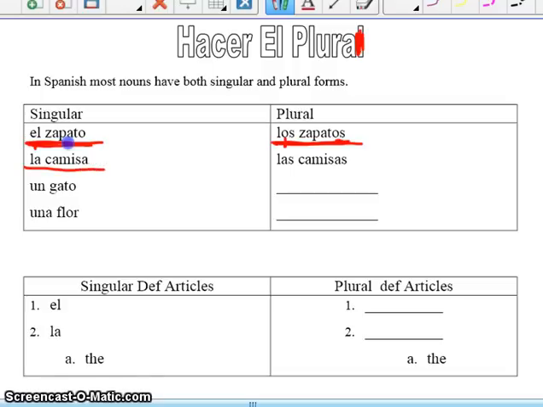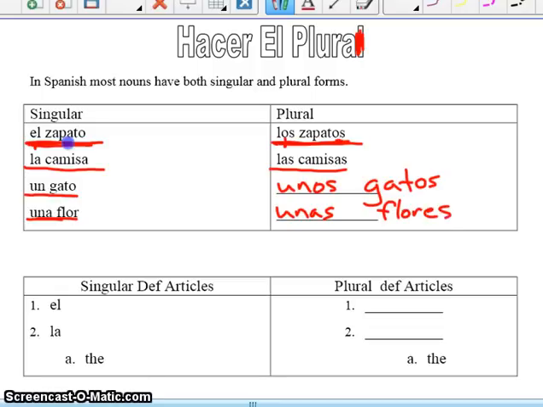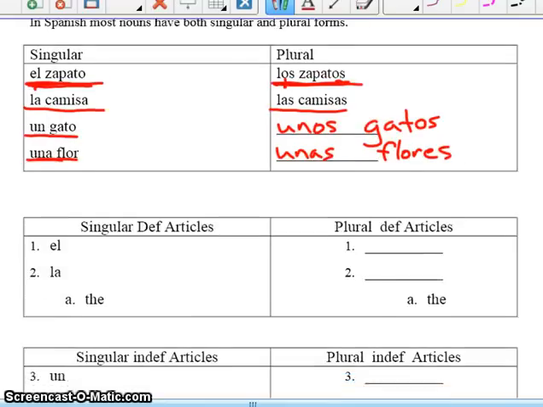Here's the word la camisa, which is the shirt. Here is las camisas. Here is the word that says a cat, and to make that plural, un actually changes to unos, and then we change cat, gato, to gatos, some cats. Here's the word una flor, which means flower. Change that to unas flores. So if you look at that and you think about English, it's pretty similar, Spanish and English.